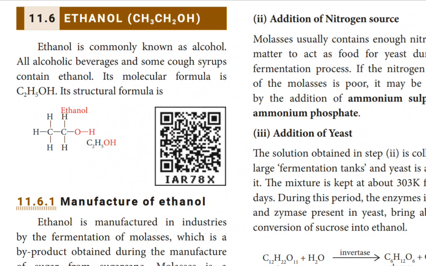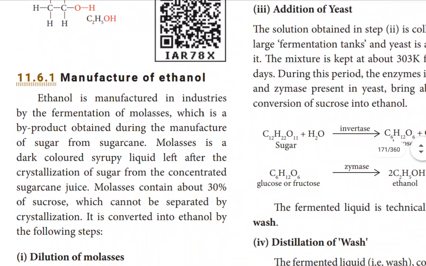So in the introductory part, you have to know ethanol is commonly called alcohol, and the alcoholic beverages and cough syrups contain alcohol. The general formula is C2H5OH. The molecular formula is C2H5OH. Then next we are going to study about the manufacture of ethanol.